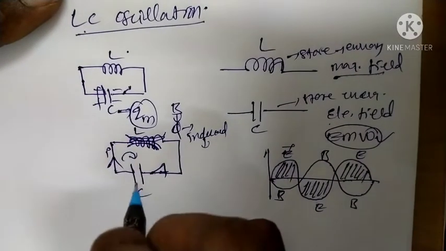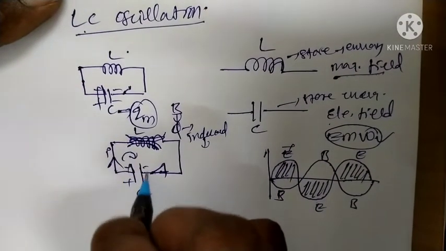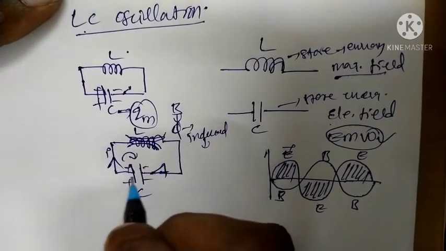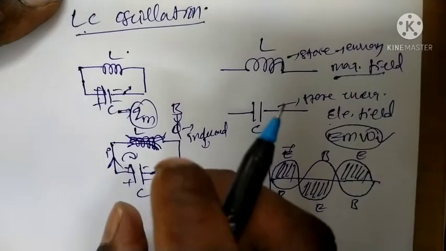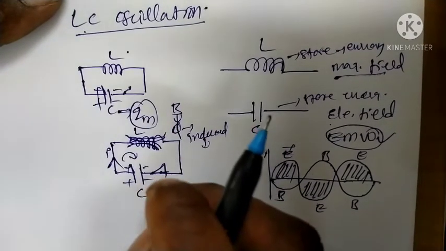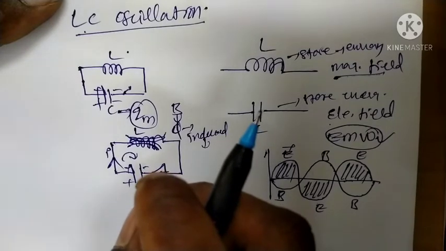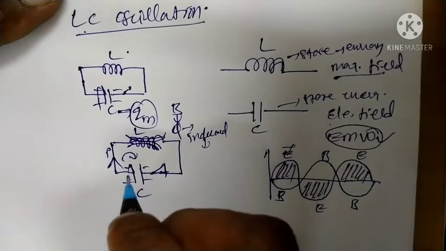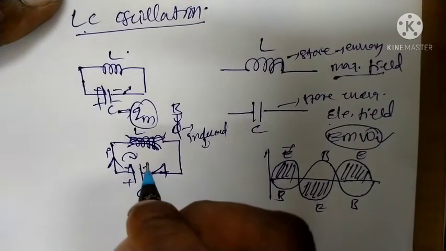Now the capacitor is discharging. Initially it is 100% charged. We apply the current, and the charge carriers are distributed through the circuit. The charge carriers will decrease. That means the capacitor will be discharging as current passes through the circuit.